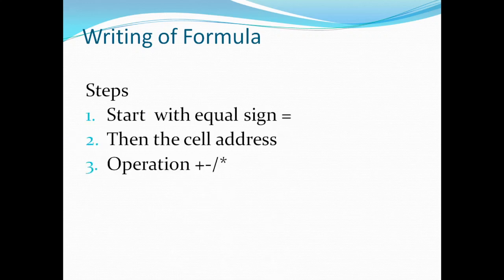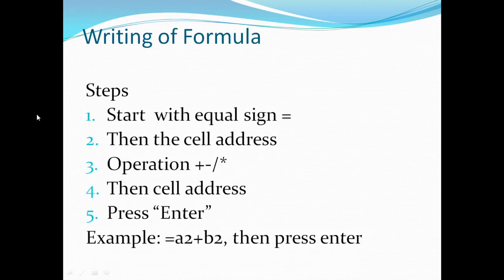What is a formula? To write a formula, there are some steps and procedures which we have to follow. If you want to write any formula, you should start with the equal sign. This is the very important thing. If you don't put the equal sign, you cannot write any formula. Then you have to select the cell addresses and operators. We will talk about operators later on, and then press enter. Example: equal to A2 cell address plus B2 cell address, then press enter.